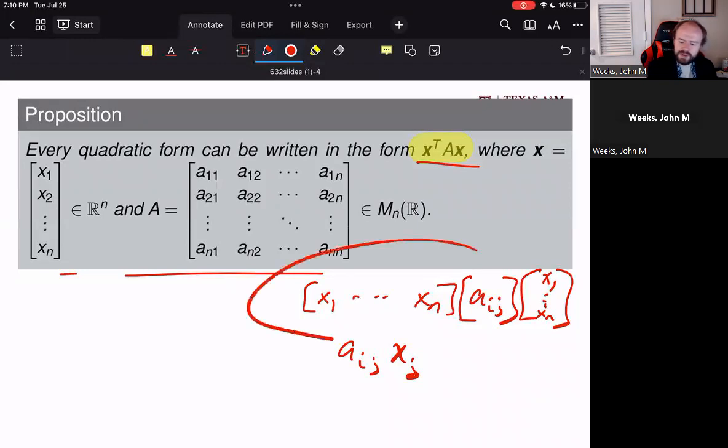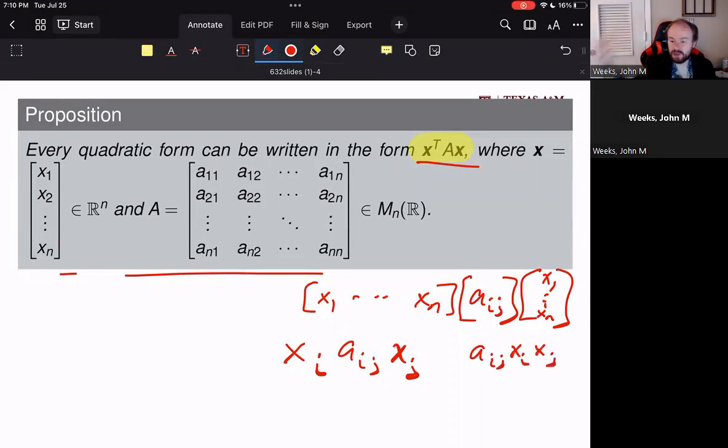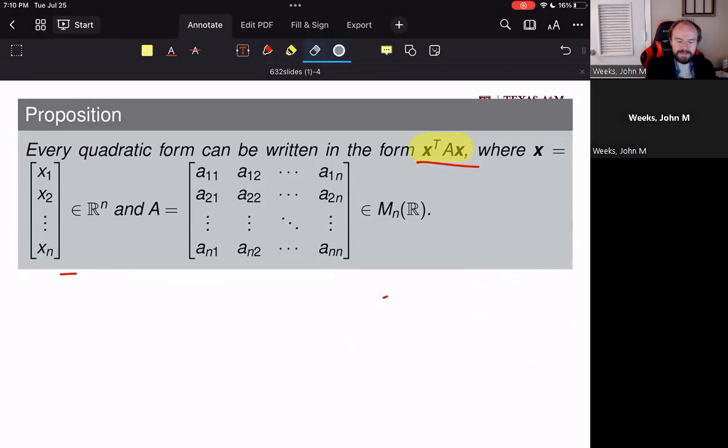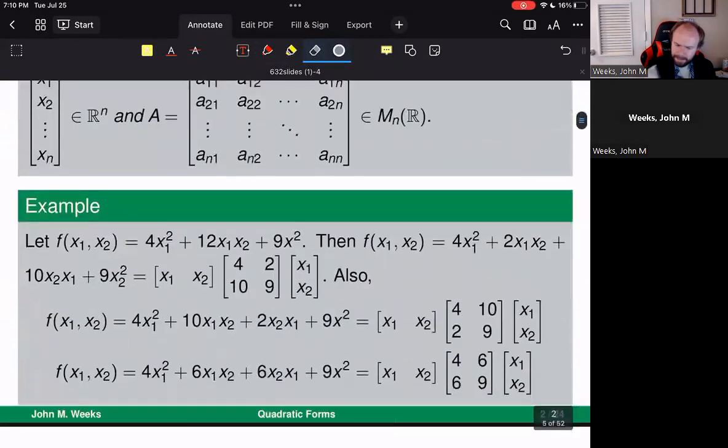And then once you look at the product with the row vector x sub 1 through x sub n on the left, the corresponding x variable that gets multiplied on the left is going to be x sub i. So if you put all of this together, you're always going to have terms of the form aij, x sub i, x sub j. And if you continue to range what i and j can be, you're going to get all the way from 1 to n. So this is an example of a quadratic form. Let's see an example of this.